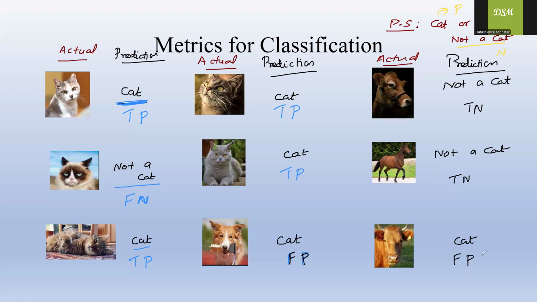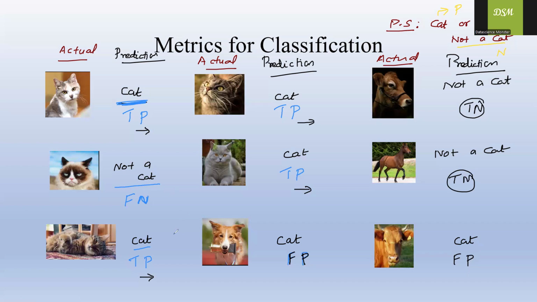So I hope this is clear to everyone. True positive, true negative, false positive, and false negative. So let me note it down. How many true positives are there? 1, 2, 3, 4. Right? So please note it down somewhere. 4 true positives are there. How many true negatives are there? 1, 2. Right? So let me go back here. 2 true negatives are there.